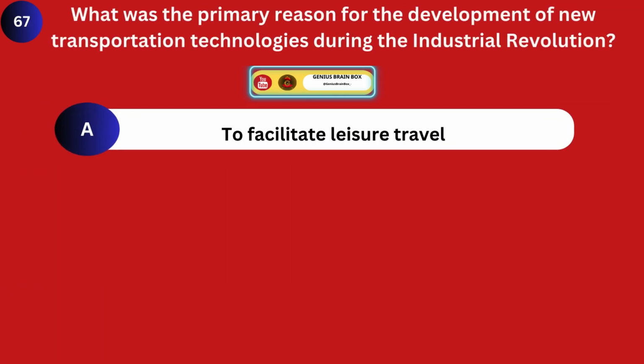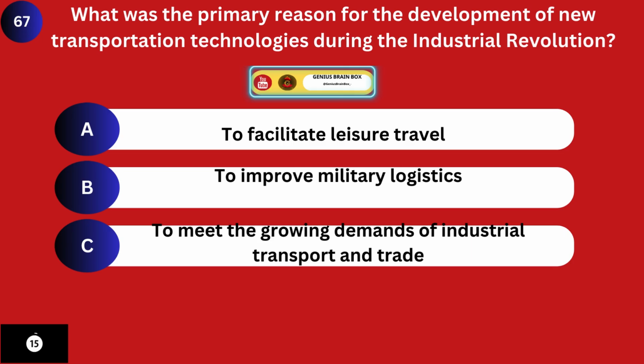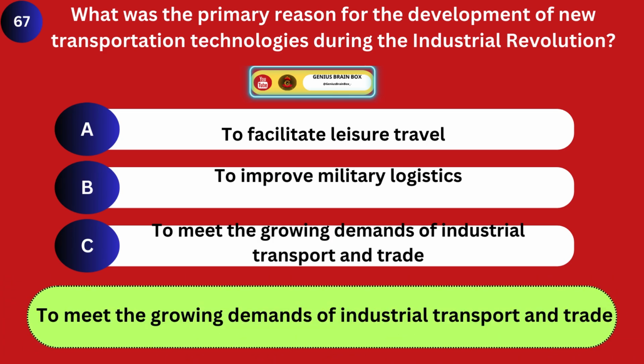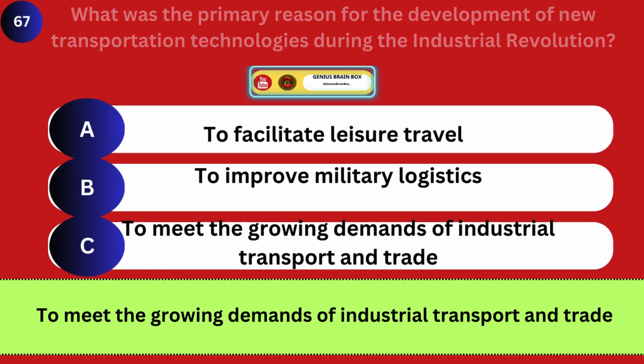What was the primary reason for the development of new transportation technologies during the Industrial Revolution? Option A. To facilitate leisure travel. Option B. To improve military logistics. Option C. To meet the growing demands of industrial transport and trade. Correct answer is: to meet the growing demands of industrial transport and trade.